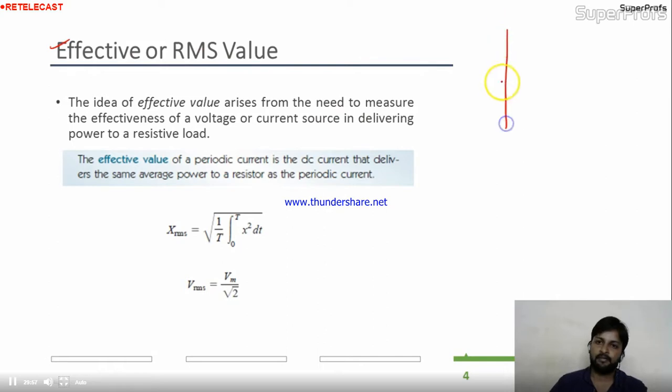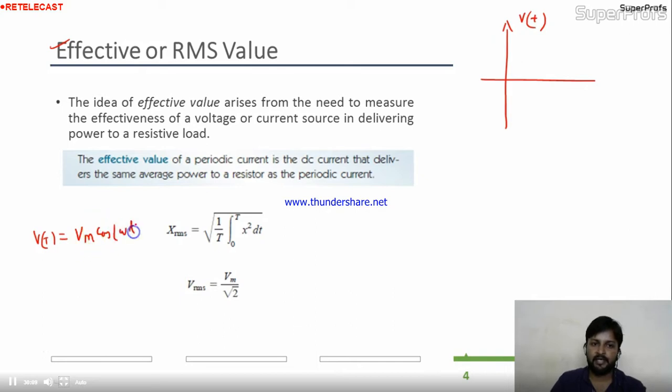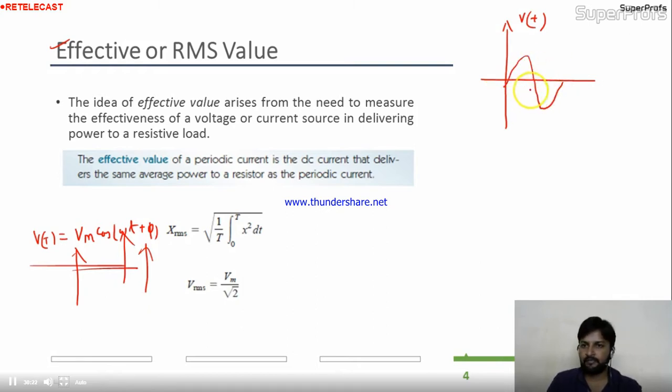Friends, what is the RMS value? We are talking about AC circuits, right? Suppose we take v(t). In general, the expression for v(t) is Vm cos(omega t plus phi). This is the general equation. We have seen it: Vm is the max value, omega is the angular frequency, phi is the angular difference. So this is the AC waveform.